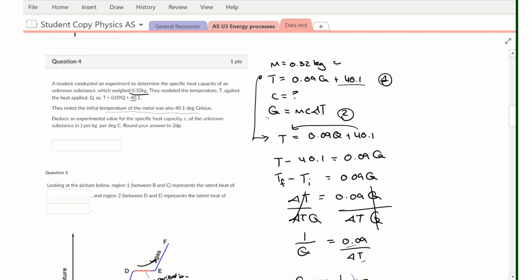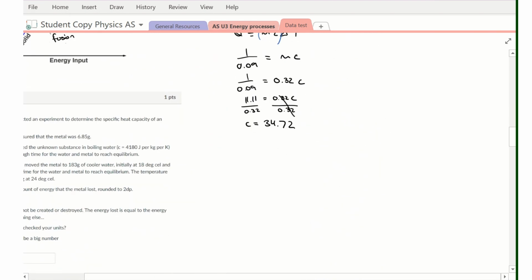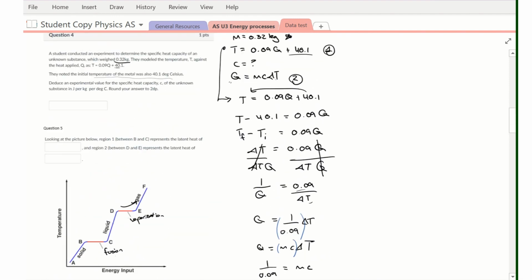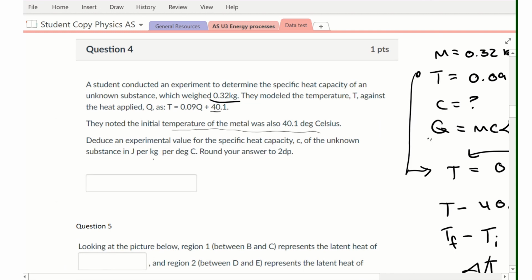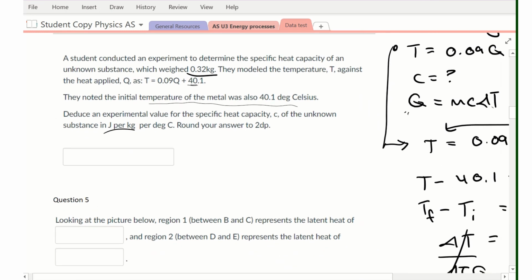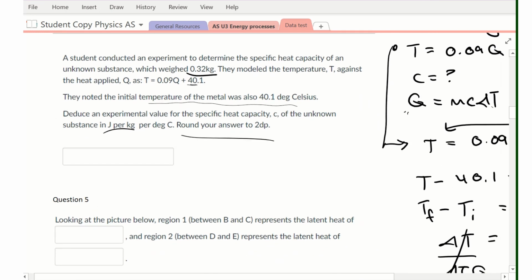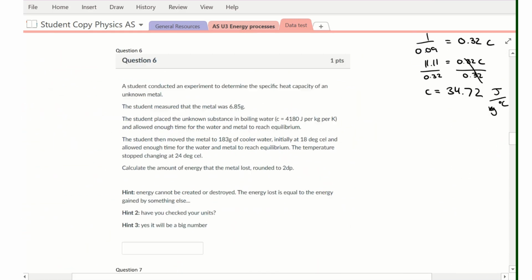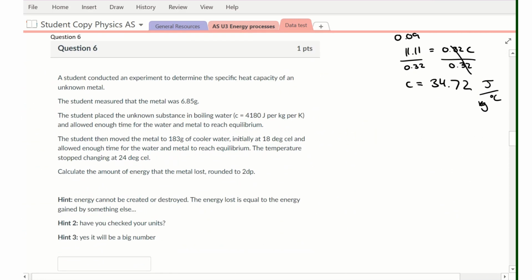The final thing is our units. Because I used kilograms up here, this is going to be joules per kilogram degree Celsius. And hopefully I specified that's what I wanted the answer in, joules per kilogram degree Celsius, and round to 2 decimal places. So this is going to be 34.72 for me. Great. So we've done those two. Bit of a tricky one, that one, but we did it.